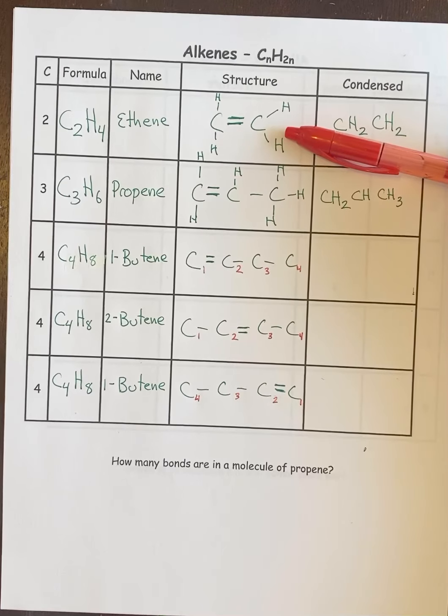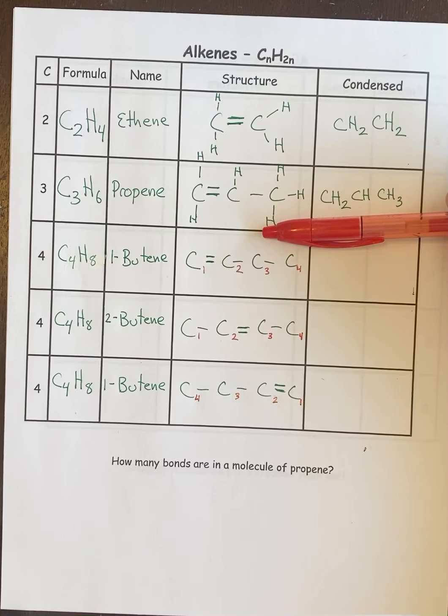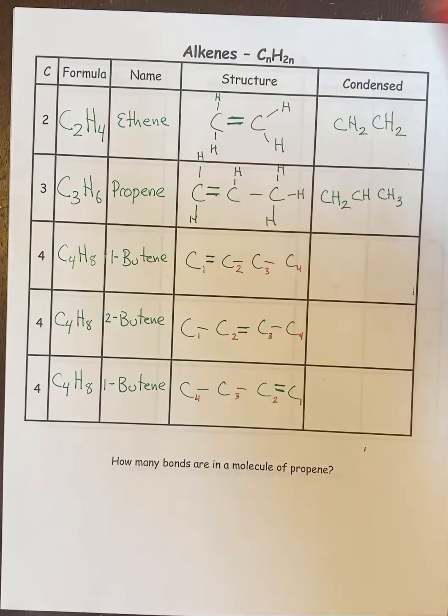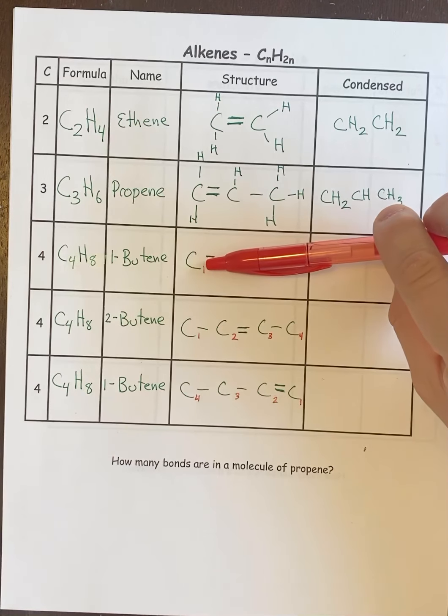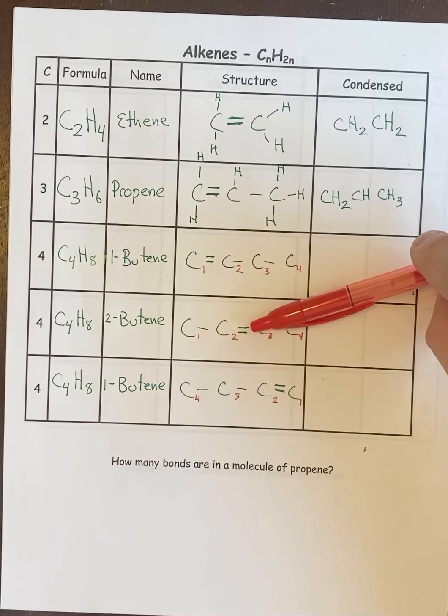For ethene, it's too small. There's only 1 version, no number needed. For propene, it looks like there are 2 different versions, but you just flip it and it's the same molecule. When you get to 4 or more, now there are different versions, and the bigger you get, the more versions you have. So there's 1-butene, and then there's 2-butene.